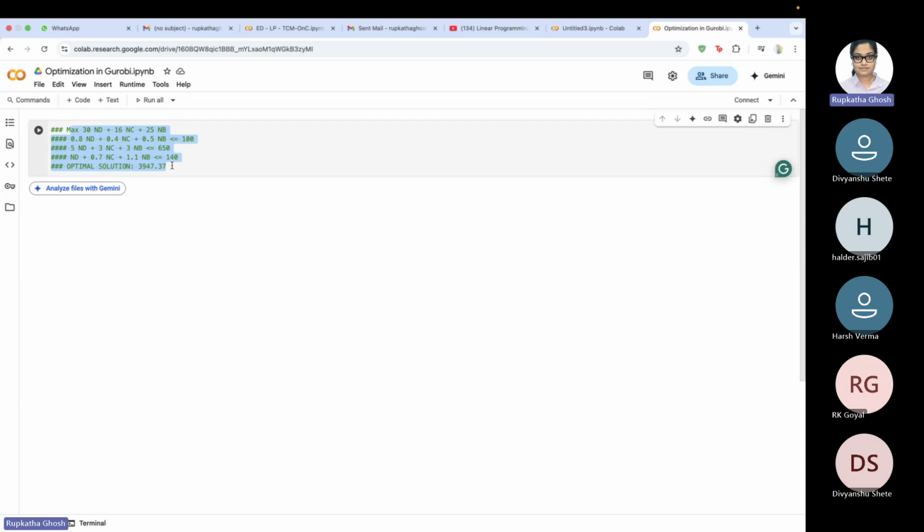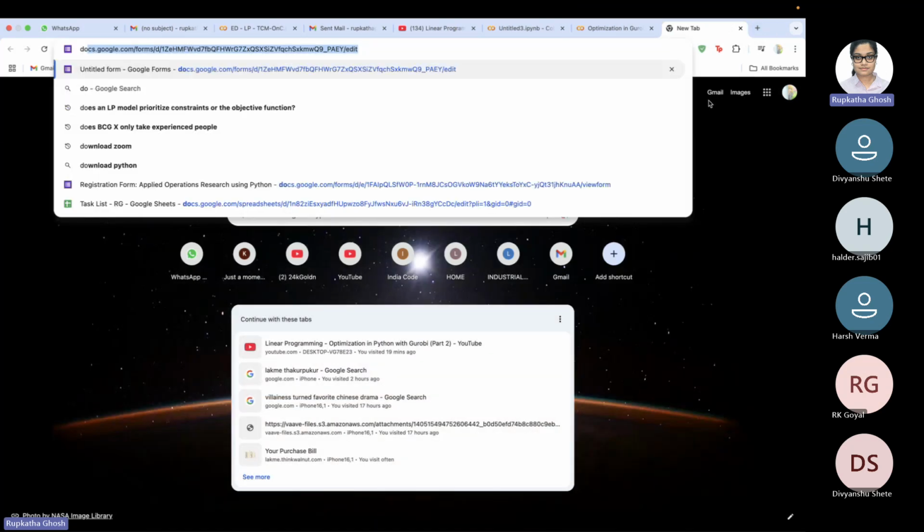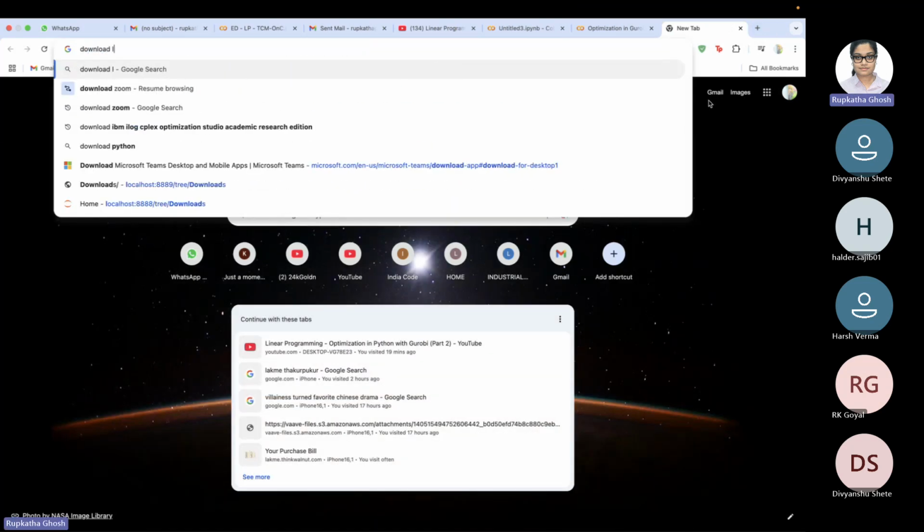Similarly, the second one was an available man hours constraint for painting and polishing, and the last one was a storage capacity constraint. And we had basically solved this in a very simple software, which is known as Lindo. Lindo stands for Linear Discrete Optimizer.